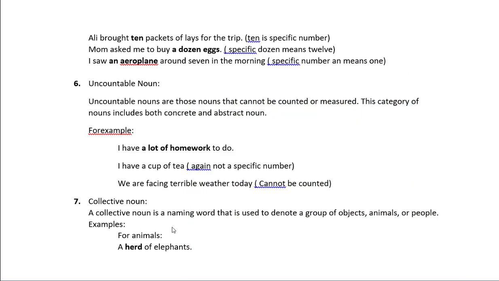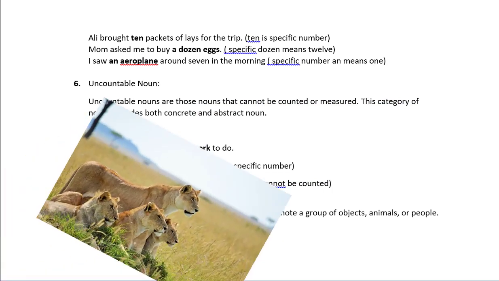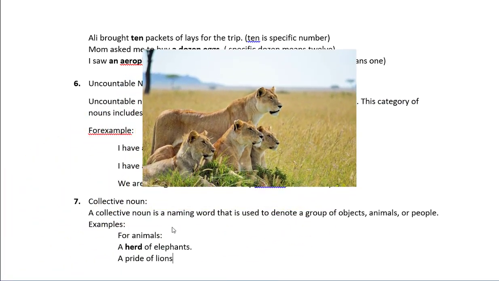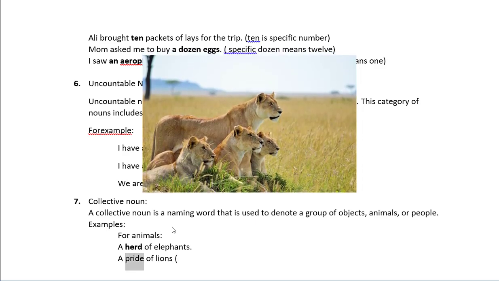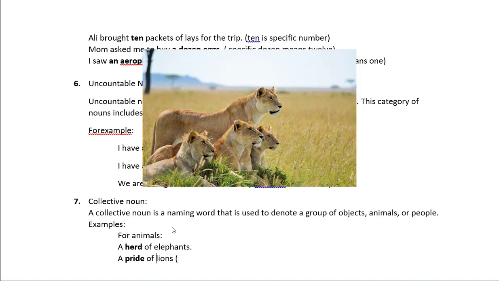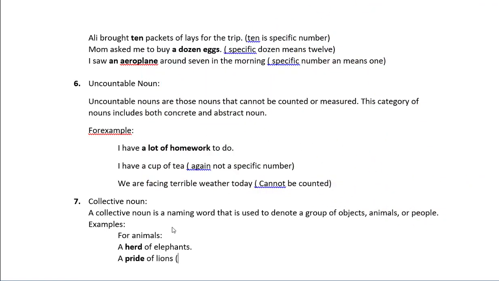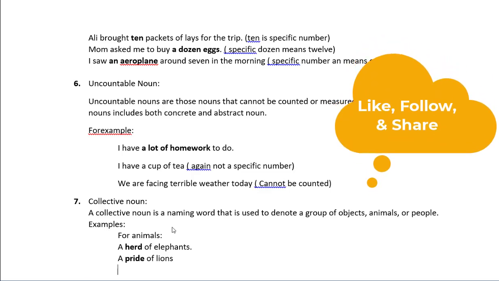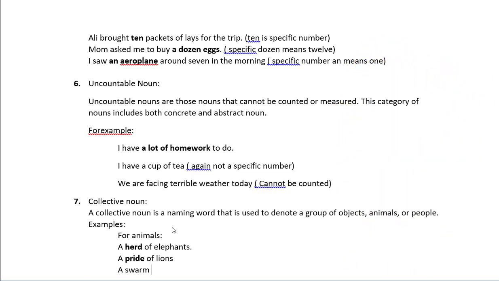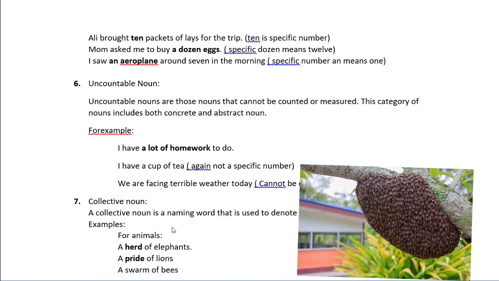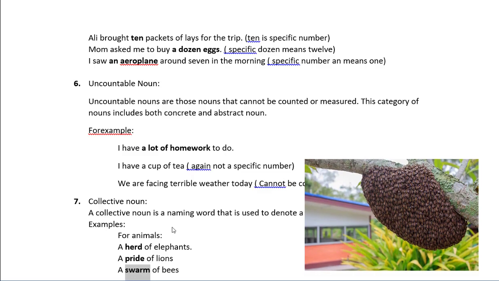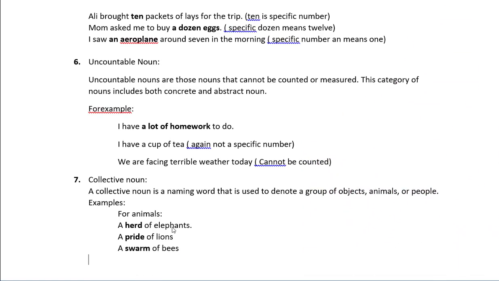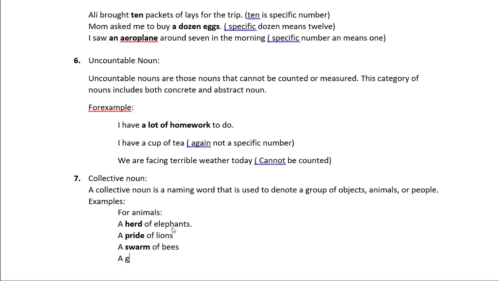Similarly, a pride of lions. This is what? The group of lions. Pride is a collective noun which is showing the group of lions. Okay. Similarly, we can say a swarm of bees. It is a group of bees. Okay. Similarly, I can give you another example, that is a flock of sheep.